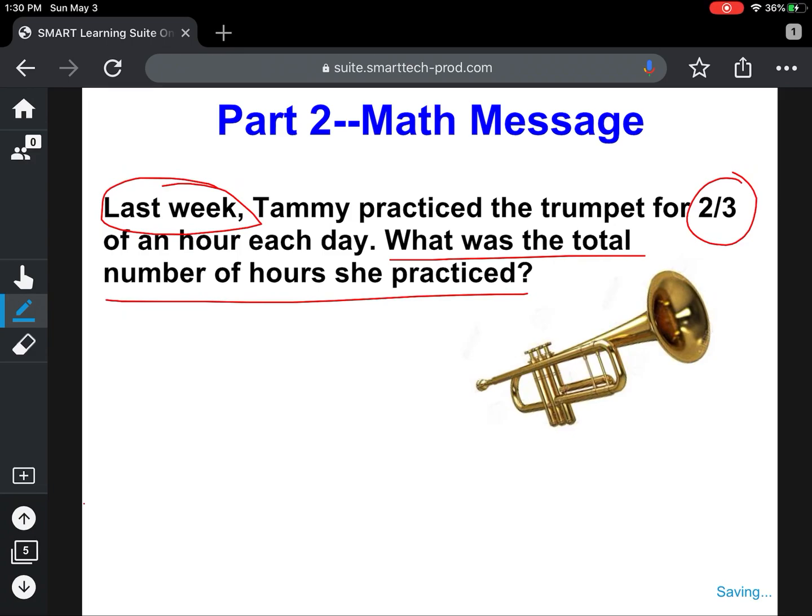You need to remember that there are 7 days in a week, and each day she practiced 2/3 of an hour. I want you to pause your video now and solve this problem. Remember, if your answer comes up as an improper fraction, you need to change it to a mixed number. And don't forget to include your unit because we want to know how many hours that she practiced throughout the week. So pause your video now, solve this math message problem, then restart the video when you're ready to check your work.